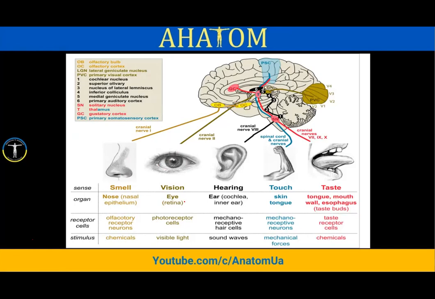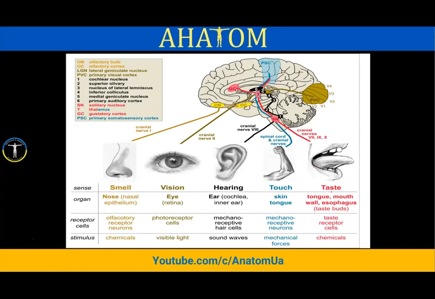Vision in the eye: present retina, it's photoreceptor cells, and the visible light, about different portion, different structure near the eyes. It's a primary visual cortex in occipital lobes. Hearing, it's the ear, cochlea, inner ear, mechanoreceptor hair cells, and sound waves. And in touch, skin, tongue, for example, mechanoreceptive neurons, mechanical forces, and primary sensory cortex in the postcentral gyrus. And in taste.